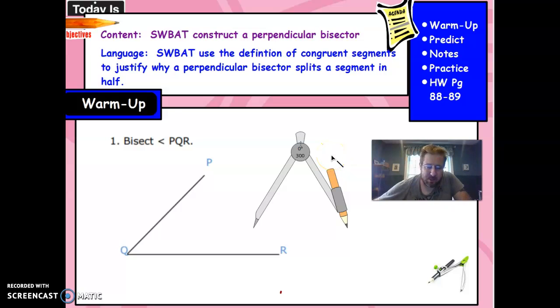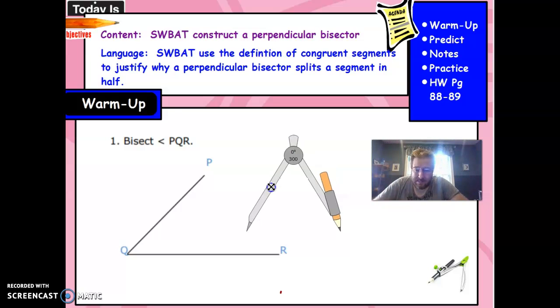All right, welcome back to Mr. P Helps with Geometry. This is Unit 1, Topic 1, Day number 11. So we're going to start with a warm-up where we're going to bisect an angle, and then the objective of this lesson is to be able to construct a perpendicular bisector of a segment.